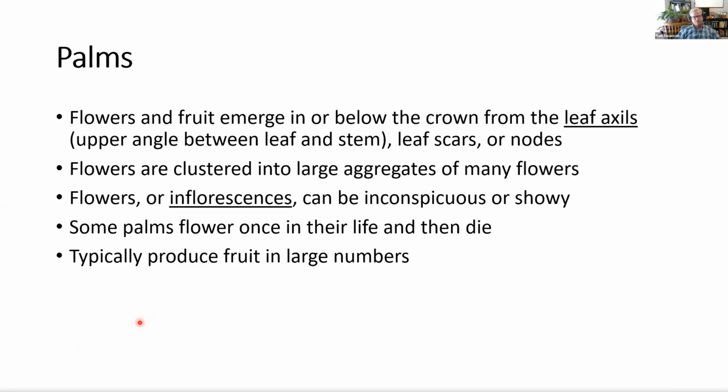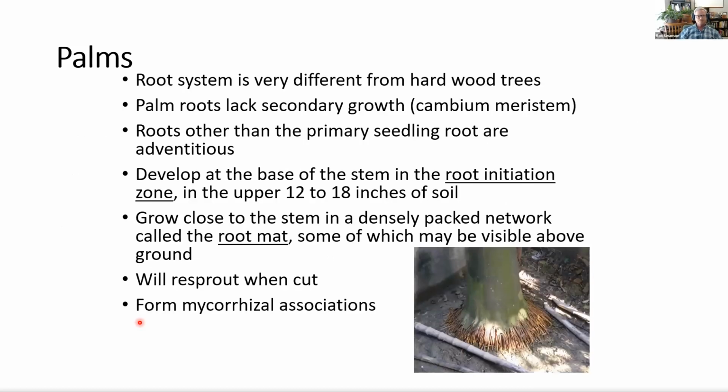Flowers are clustered in large aggregates of many flowers. Flowers, or inflorescences, can be inconspicuous or very showy. Some palms flower once in their entire lives and die, and others produce an excessive amount of fruit, such as date palms, things like that. You can have tons of it, like date palms, or you might only have a few, like coconut palms or something like that.